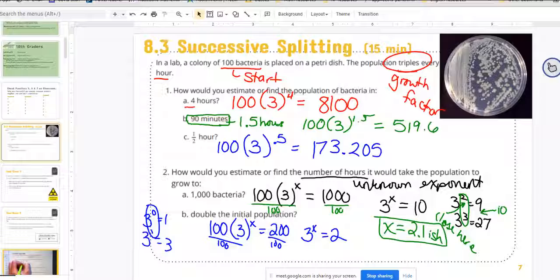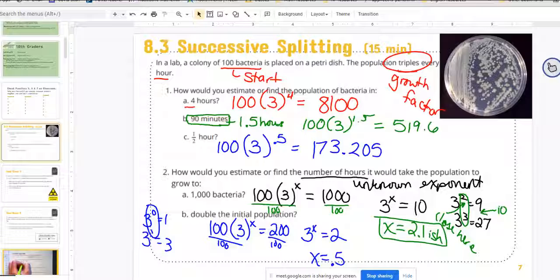2 is smack dab in the middle between 1 and 3. So I'm going to guess it's probably something very close to the middle there. I'm not quite sure, but it'd probably be something like maybe 0.5-ish. Maybe a little bit more than that. Let's see. 3 raised to the 0.5 is 1.7. So I'd have to go a little bit more than that.